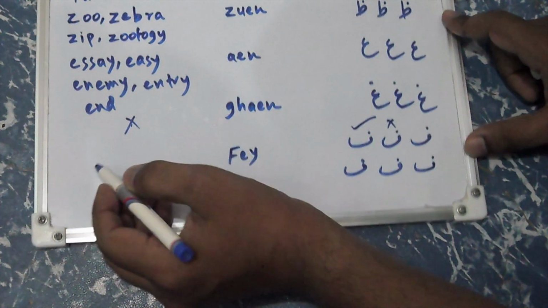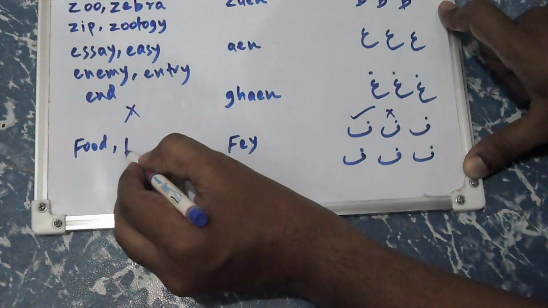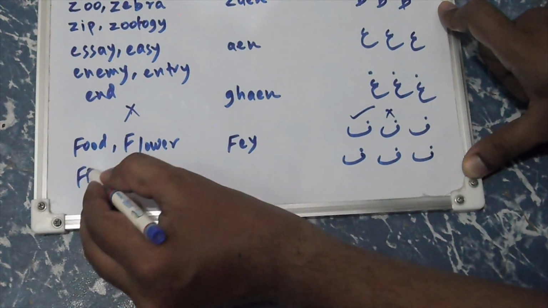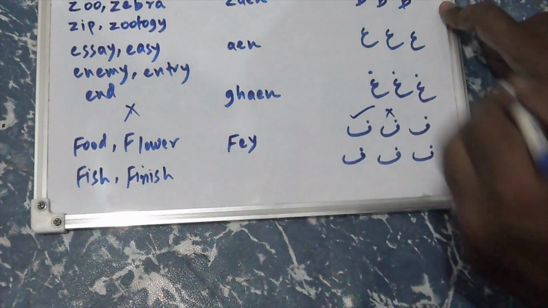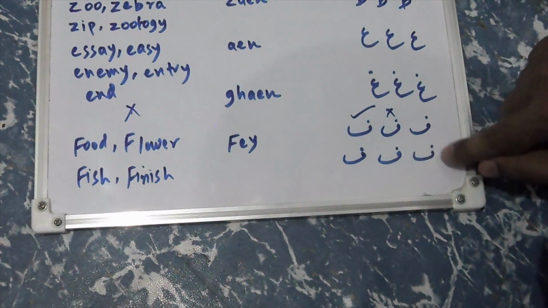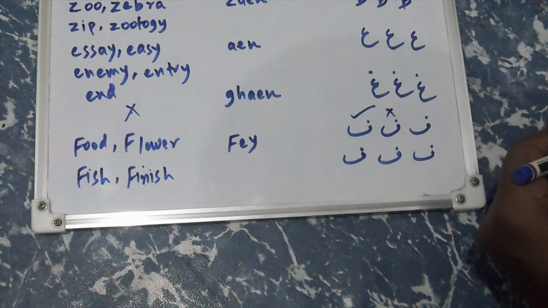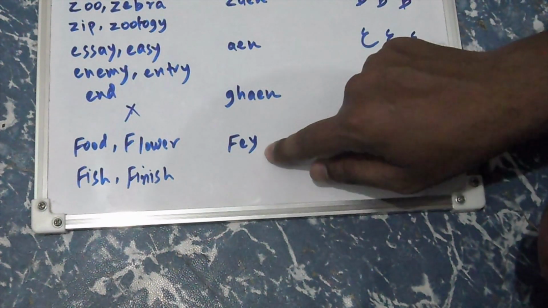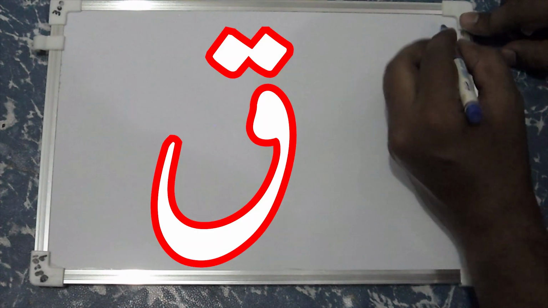Okay, and the words in the English language are food, flower, fish, finish. So these are a few words of the English language which contain the sound of Fe. As you can hear, all these words contain the sound of Fe. Okay, and the next alphabet after Fe would be Kaf.